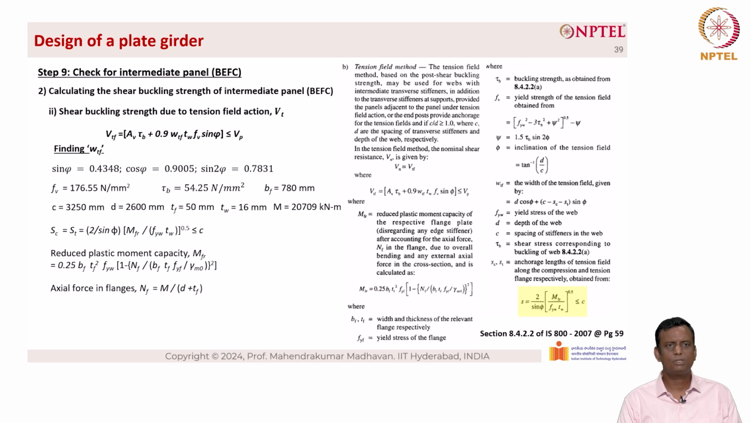Now the axial force in the flanges, N sub F, is necessary to calculate MFR. So N sub F equals M divided by (D plus T sub F). Basically, D plus T sub F is the center-to-center distance between the flanges, the distance between the two centroids of the flanges, and it is given as 2600 plus 50. So N sub F equals 20709 into 10 power 6 divided by 2650, which gives rise to the value 7.81 into 10 power 3 kilonewton.